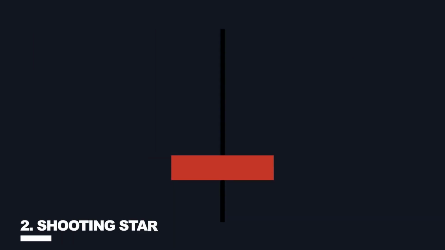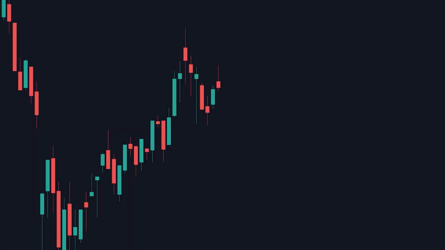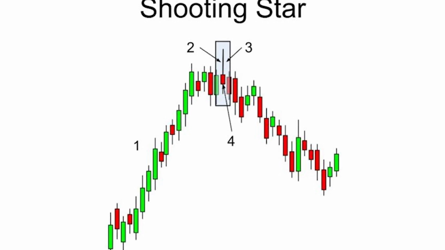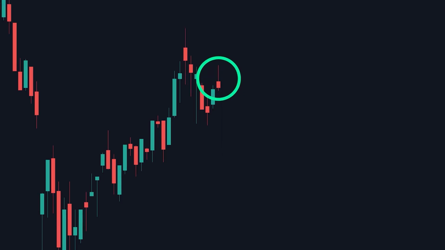Number 2. Shooting star. The shooting star is the same shape as the inverted hammer but is formed in an uptrend. It has a small lower body and a long upper wick. Usually, the market will gap slightly higher on opening and rally to an intraday high before closing at a price just above the open, like a star falling to the ground.